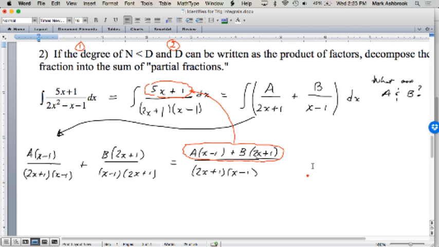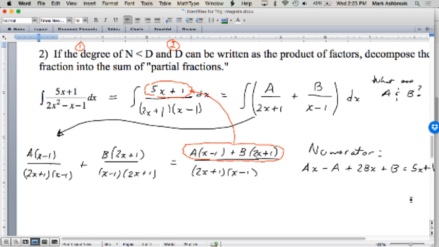So here we go. We can just multiply out. I'm just going to take the numerator now, because the denominator is done. So just the numerator would be ax minus a plus 2bx plus b equals 5x plus 1. If I lose you, please ask. Did I lose anybody? See what we're doing?